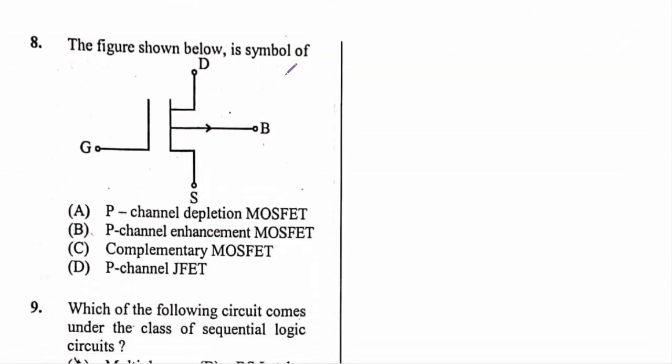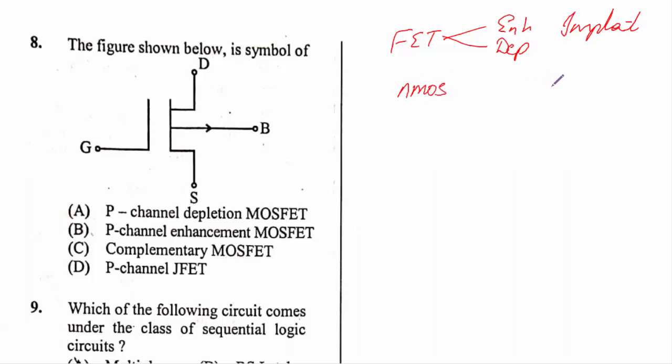Moving on to the 8th question, they have given a symbol, and you have to tell what this symbol belongs to. We know that MOSFETs can be classified into enhancement MOSFET and depletion based MOSFET. In the case of enhancement MOSFET, you have to create the channel, or implant the channel. In the case of depletion based MOSFET, the channel is already implanted at the time of fabrication. This enhancement and depletion is further classified into NMOS enhancement, NMOS depletion, PMOS enhancement and PMOS depletion.